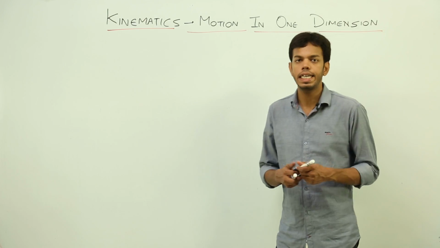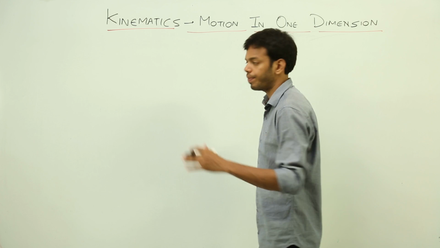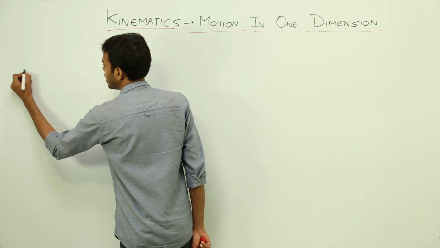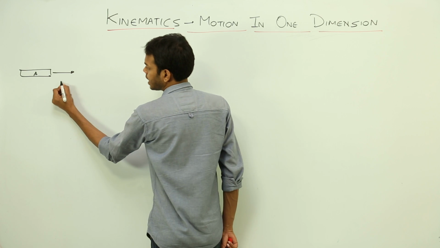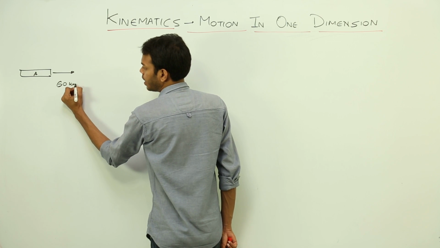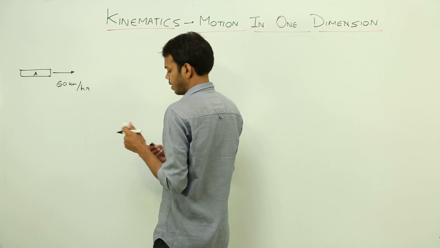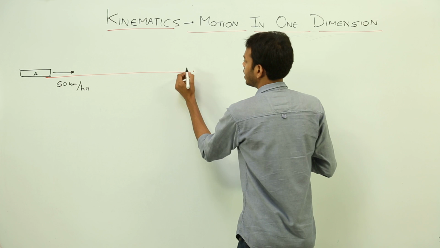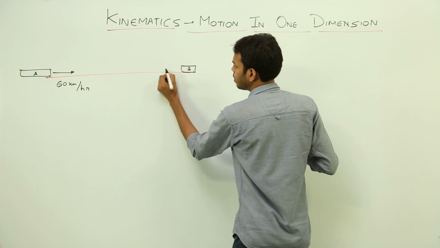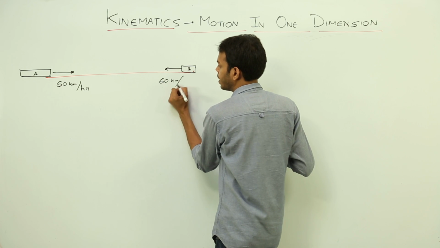Now that we have studied the relative velocity, let's do a very interesting question from relative velocity. In simpler terms, suppose there is this train A which is moving at 60 km per hour, and on the same track we have another train B which is moving towards train A with the same speed, 60 km per hour.